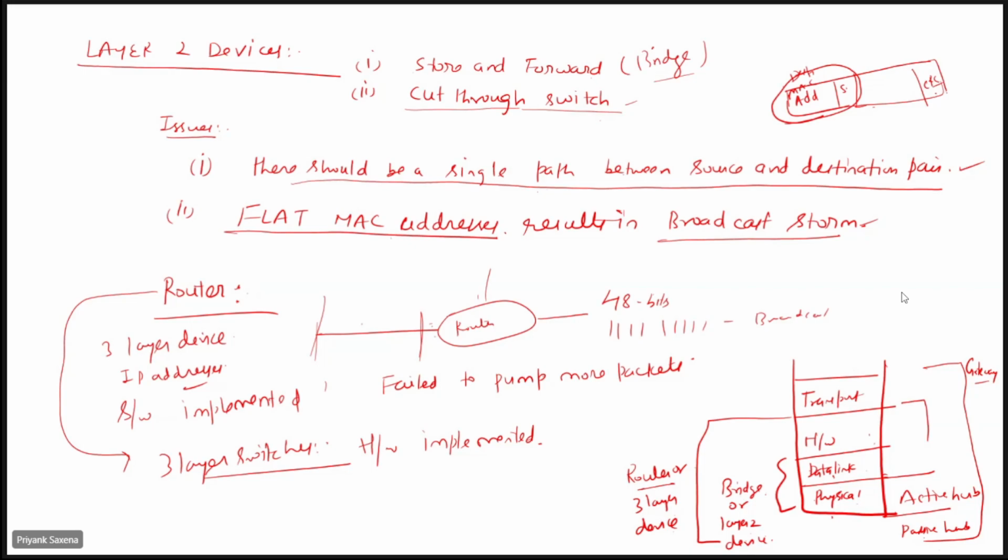Because we have interconnected the different parts of the LAN using routers. And this issue will also be solved because a router is a layer 3 device. It functions using IP addresses. It is implemented in software just like bridges. So a router interconnects similar LANs and dissimilar LANs. So how does the router work?